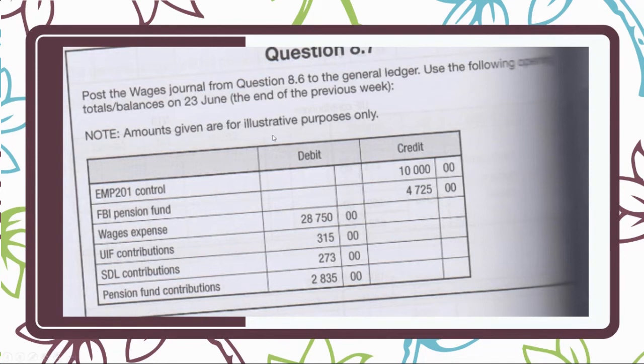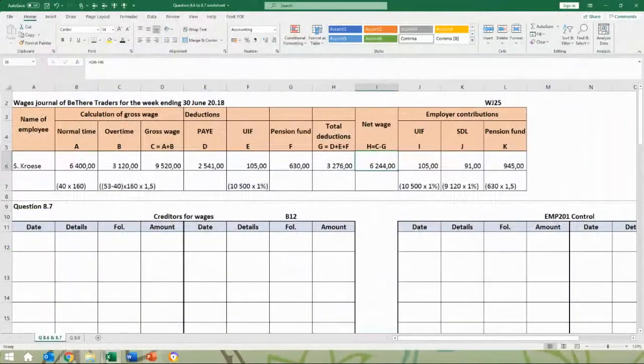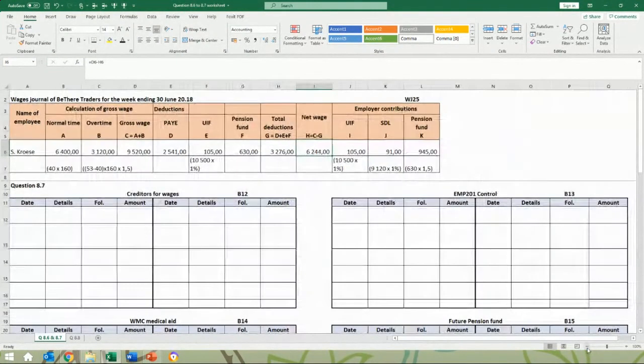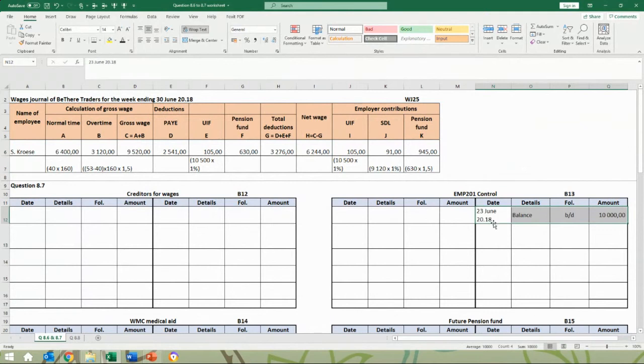Okay, so this is how the general ledger accounts is slightly different when you do wages versus salaries. And now let's go back to our Excel. Okay, so the first account, they say you've got your EMP 201 account, and they say the balance for that is a credit balance of 10,000. So on the 23rd, we capture the balance brought down of 10,000 for the EMP201.